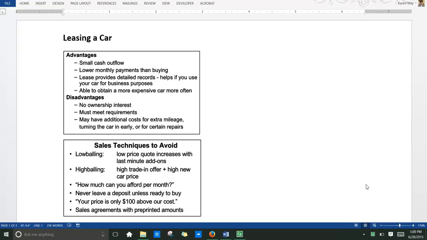It helps if you use your car for business purposes, and you're sometimes able to obtain a more expensive car. The disadvantages are that you have no ownership interest, and you must meet requirements. As the next one says, you may have additional costs for extra mileage. If you drive a whole lot every year, this may not be an advantage for you, because you will have to pay additional costs for extra mileage, for turning in the car early, or for some of the repairs.